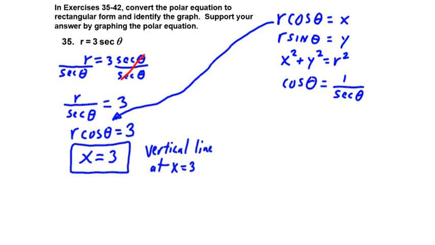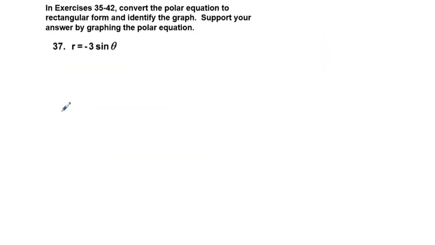Next problem we're going to look at is 37. We have r equals negative 3 sine theta, and what we're going to do with this one is, let me just write this, r equals negative 3 sine theta. What we're going to do with this equation here is multiply both sides of this equation by r. So what we're going to get is r squared equals negative 3r sine theta.